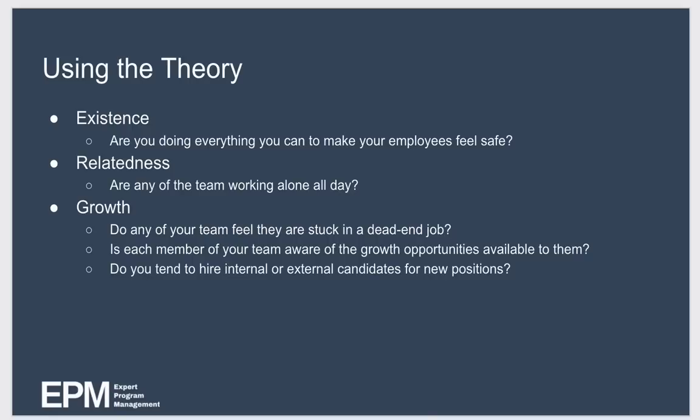So one question you can ask yourself is, are you doing everything you can to make your employees feel safe? Next, we have relatedness. And we all want good relationships as humans. If we don't get on with our boss, for example, it's going to be difficult to feel motivated. Likewise, if we have negative relationships with coworkers, then our motivation will probably be low. So we look forward to leaving the office each day so we can get back to our homes and switch to having more positive relationships with our families. So one question as a manager you should be asking around relatedness is, are any of my team working alone all day? Another question you might consider is, are there good interactions between all the team members and what can I do to facilitate better interactions?